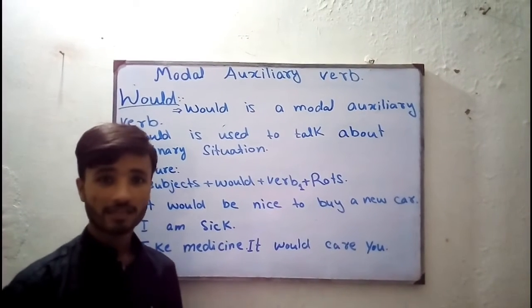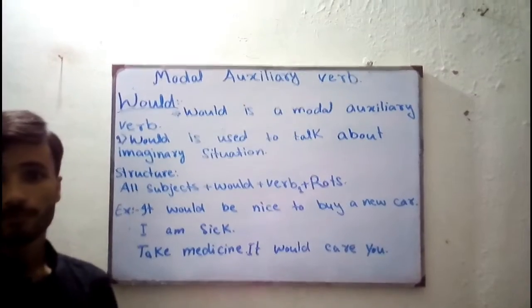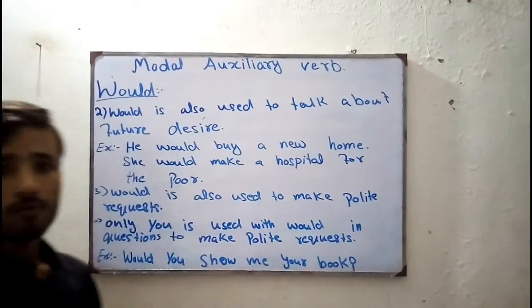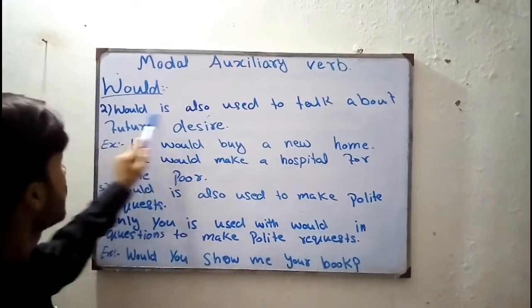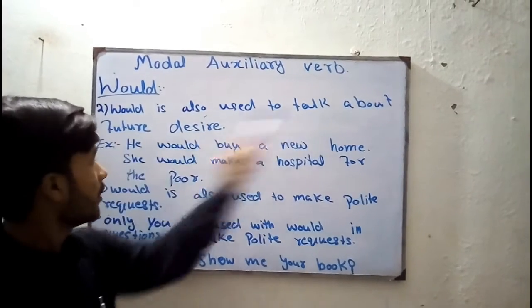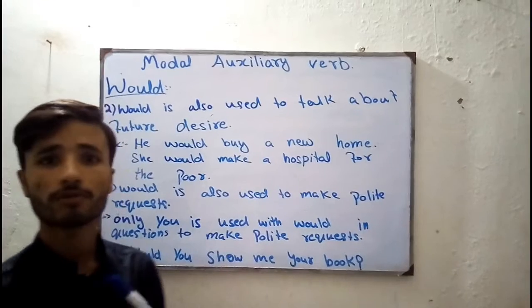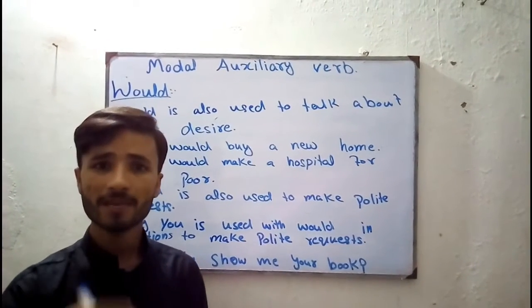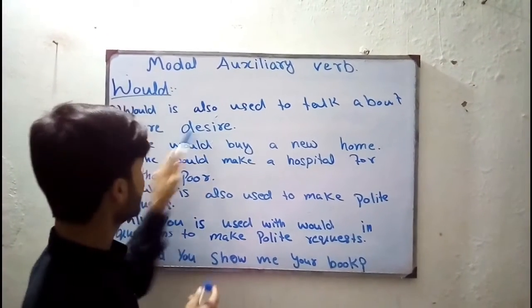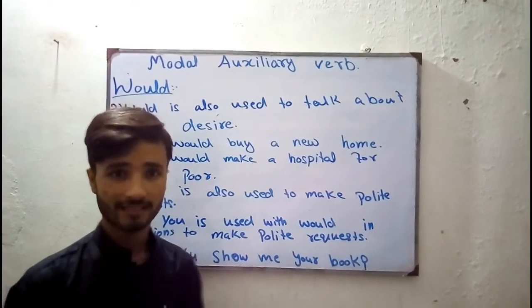Is this clear, guys? So now come to another step. So see the second step. Now what does it say? It says that would is also used to talk about future desire, means those desires which are happening in future. Desire means wish. Is this clear, guys?